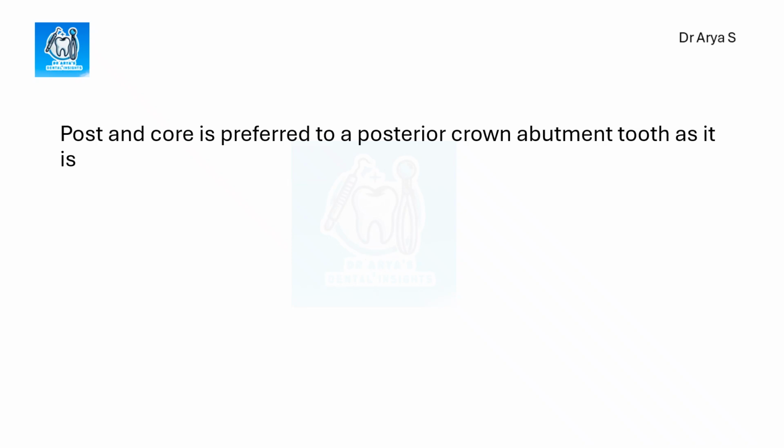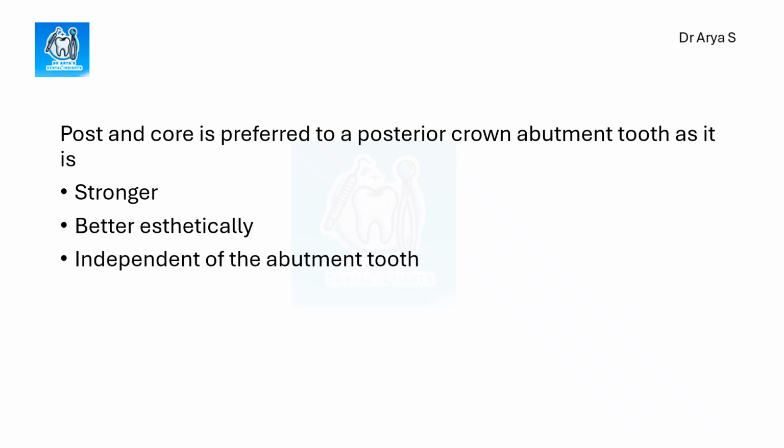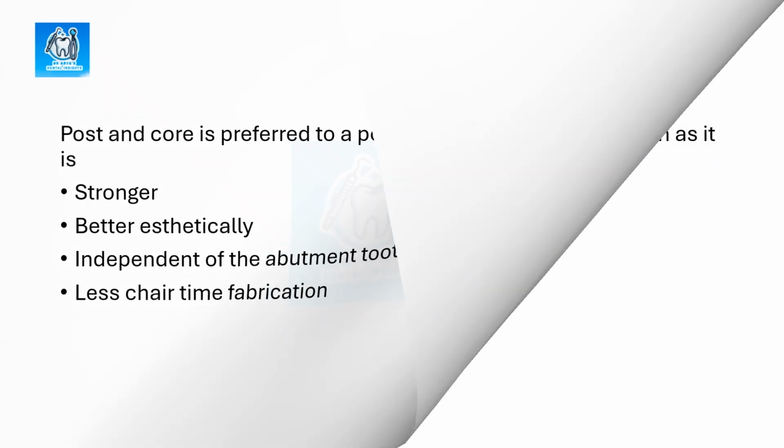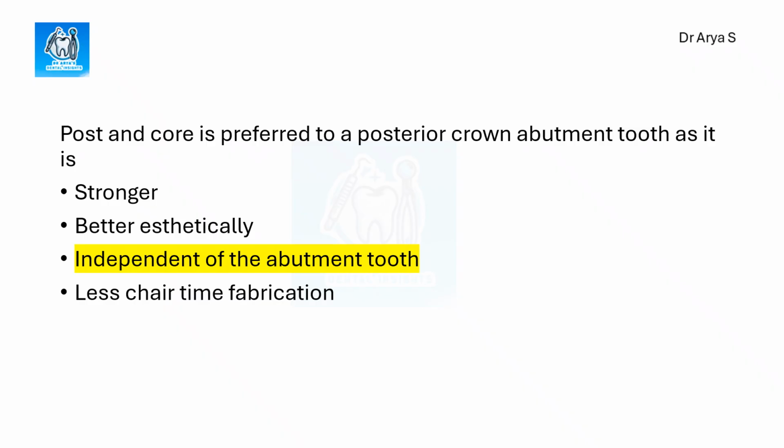Post and core is preferred to a posterior crown abutment tooth as it is stronger, better aesthetically, independent of the abutment tooth, or less time for fabrication. Here the answer is independent of the abutment tooth.